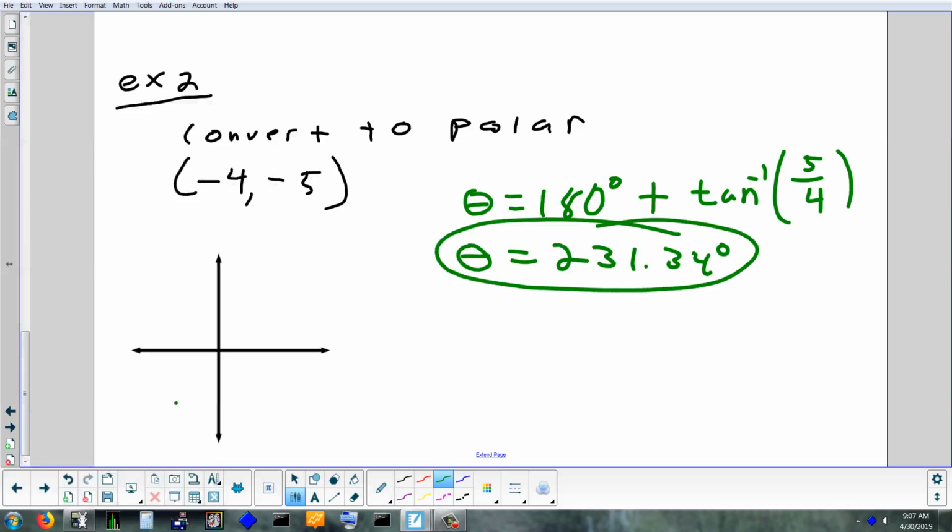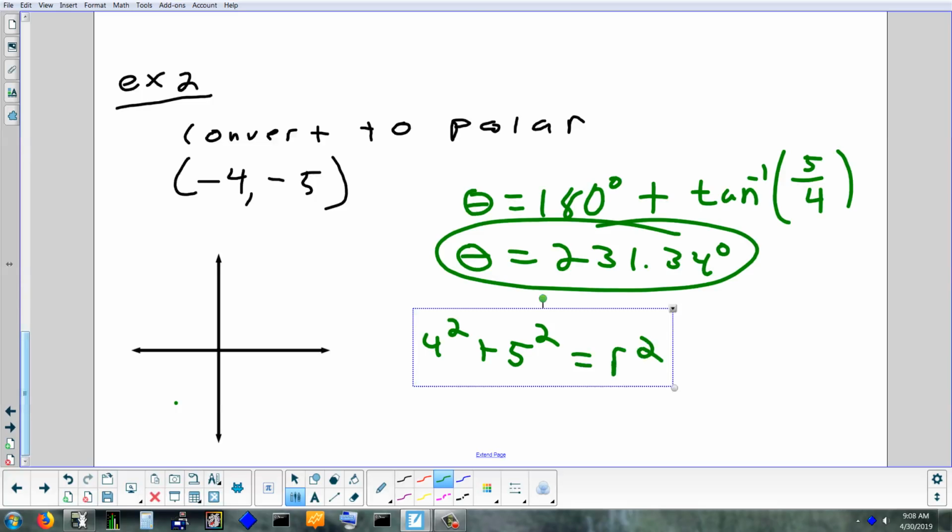Okay, so I got that. And Aiden, can you help me get my radius? Do you have the formula written down for the radius? It was step 3. Anyone help me out, Caleb? Yeah. 4 squared plus 5 squared. Anything else? R squared. Yep.